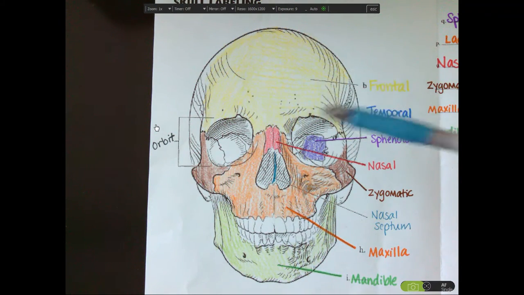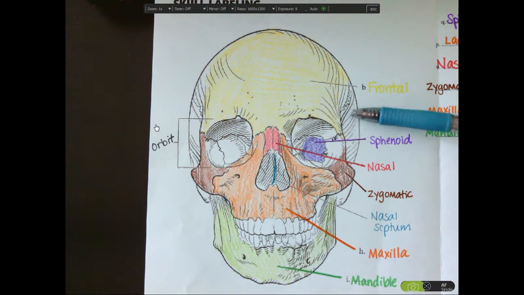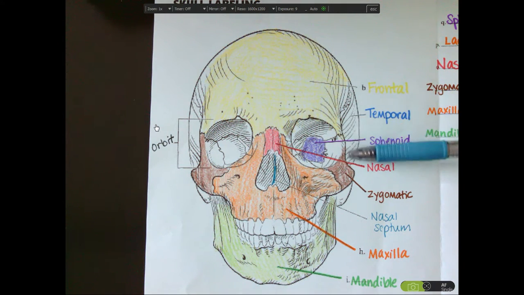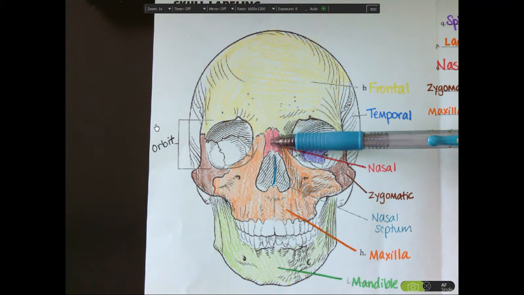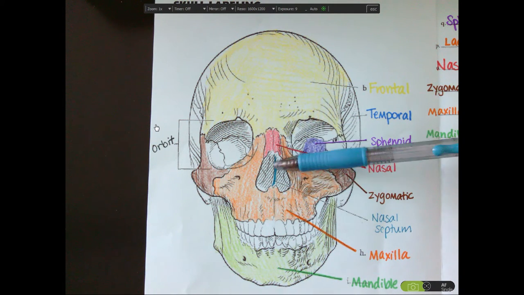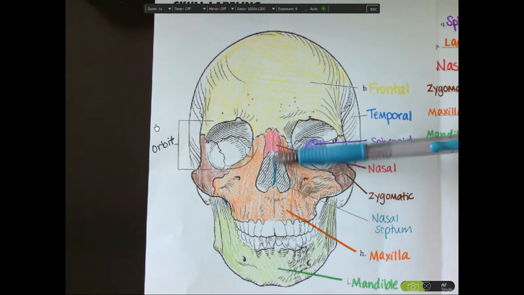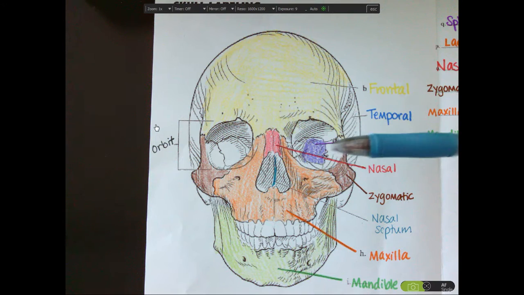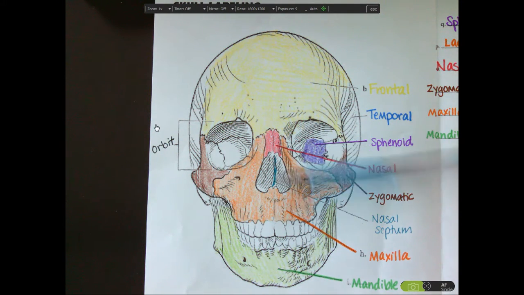Okay, so for these bones, you have the frontal bone, which is like the frontal plate, which forms the forehead. You have temporal, which is not colored in here, but it's the side of the head. You have nasal, which is like the bridge of the nose, and the nasal septum, which is a bone inside the nasal cavity, inside the nose. It separates the two nostrils, basically. So you can only see the nasal septum by looking at the front of the skull.